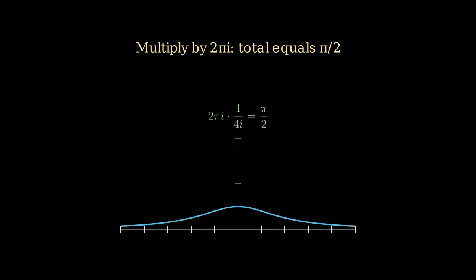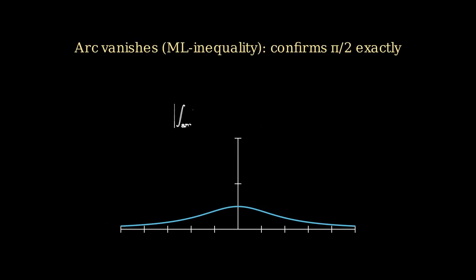Step 5. Bound the curved arc's contribution using the ML inequality. It's bounded by pi times R divided by the quantity R squared minus 4, which goes to 0 as R goes to infinity. Step 6. Conclude that the real line integral alone equals pi divided by 2, matching the numerical check exactly.